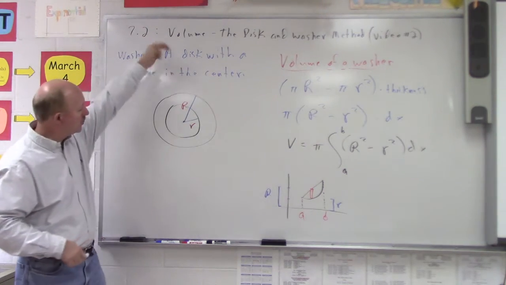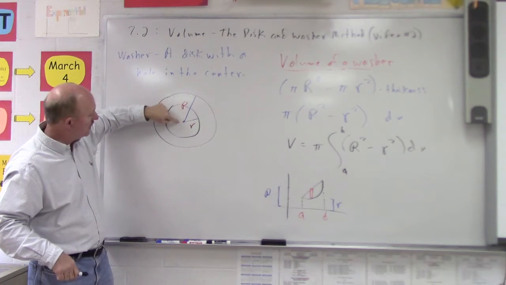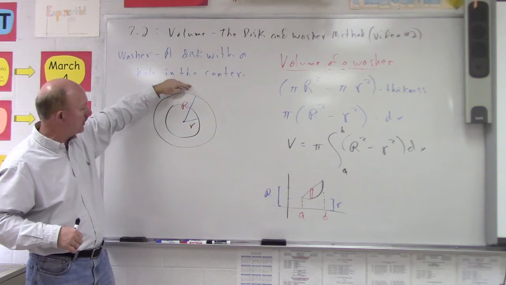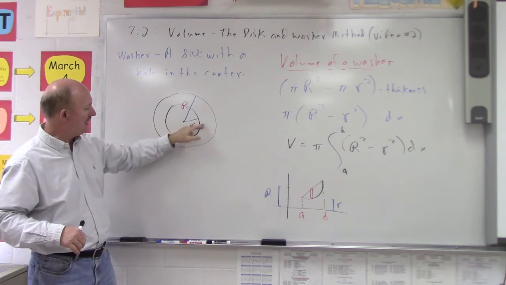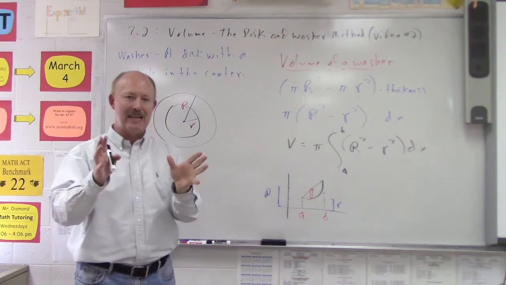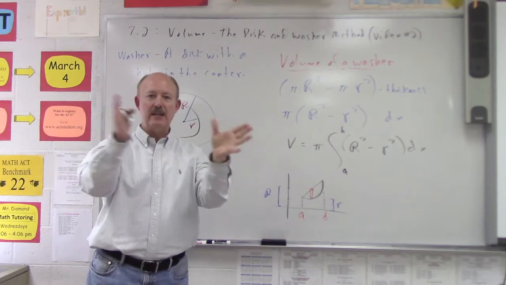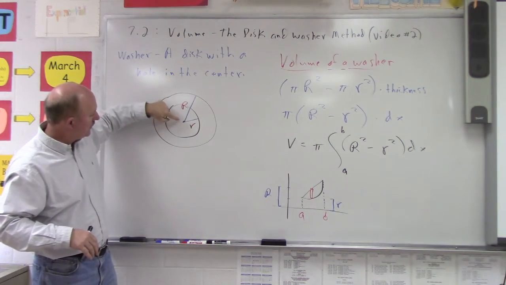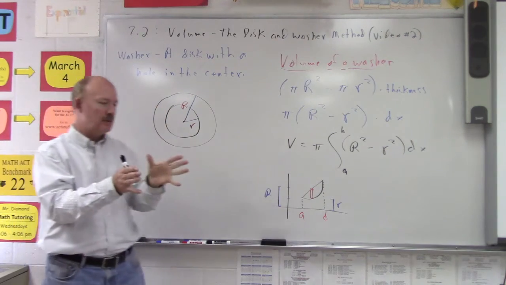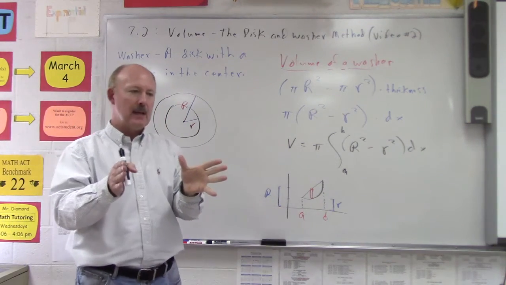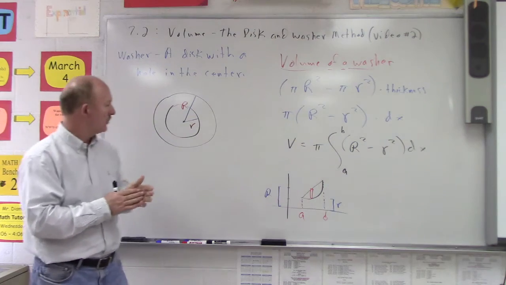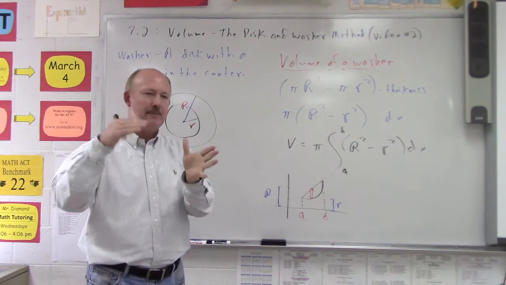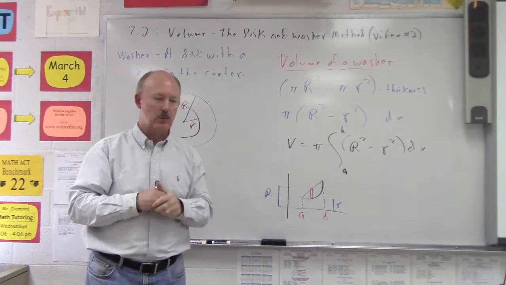Now, big R is going to be the radius from the center of the circle to the outside function, right? Little r is going to be the inside radius. So you have what's called the outer radius and the inner radius. So the outer radius would be the radius from the center, or in our case, when we set our problems up, it'll be from the axis of rotation to the graph that's furthest away from your axis of rotation.